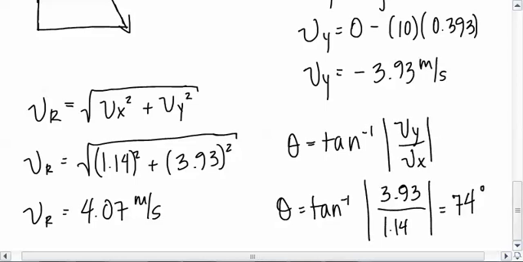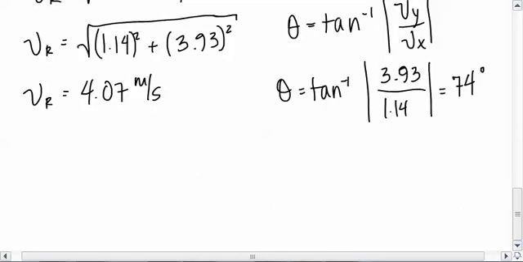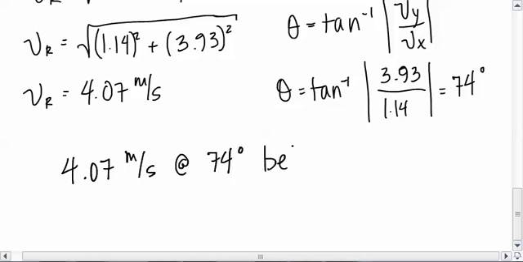Good enough. So now we have the final resultant velocity, 4.07 meters per second at 74 degrees below the horizontal. Why is it below the horizontal?